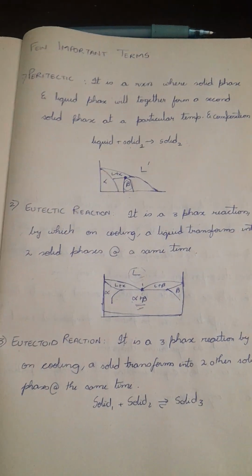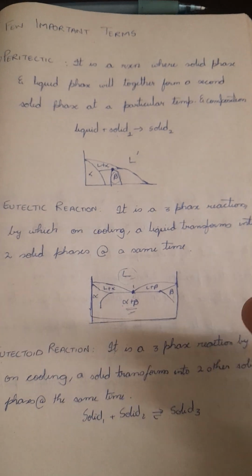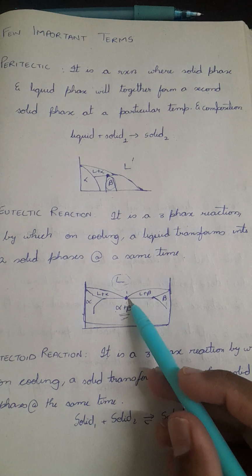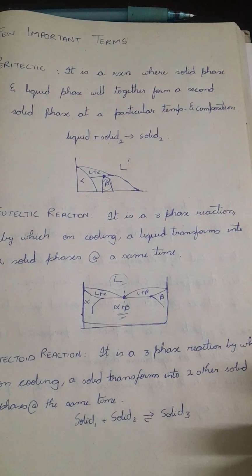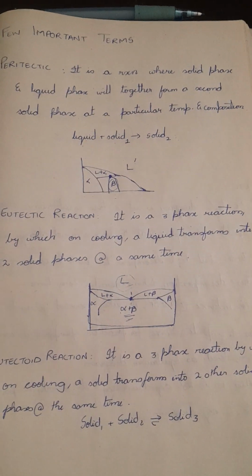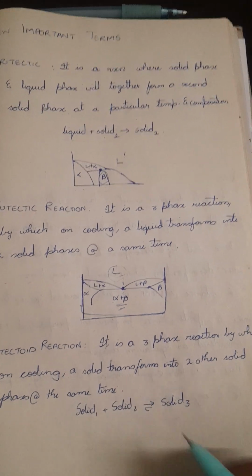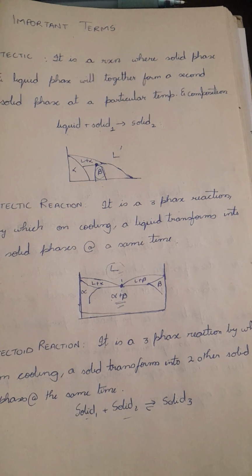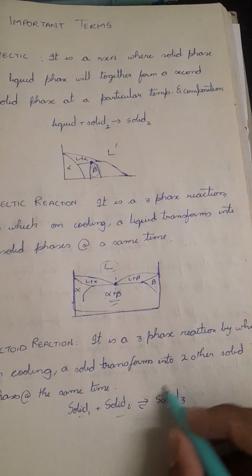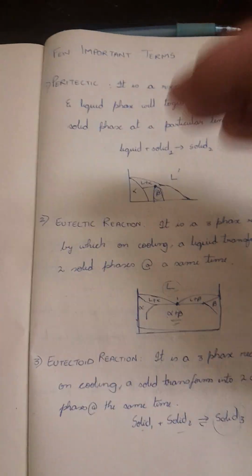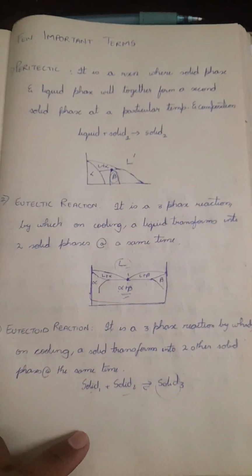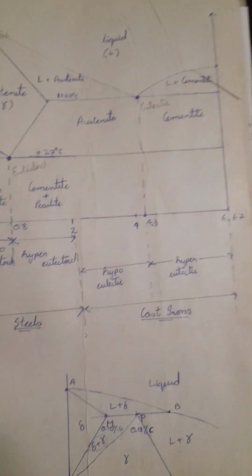A eutectoid reaction is something similar, but instead of a liquid phase, we substitute a solid phase. So when a solid at a particular composition is subjected to cooling, it gives two other solid phases, and this is vice versa. That is, two different solid phases at a particular temperature and concentration can give out a third solid phase altogether. These are the three reactions I would like you to get familiarized with before jumping into the iron-iron carbide diagram. So this is the iron-iron carbide diagram.